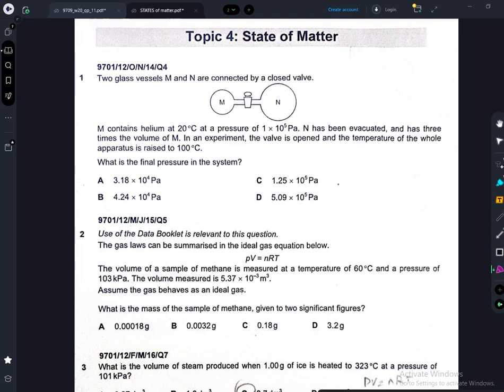So for question number 1, two glass vessels M and N are connected by a closed valve. M contains helium at 20 degrees C at a pressure of 1 lakh Pascal. N has been evacuated, so this is a wholly empty tube. This whole system is evacuated, which is on the left hand side of the tube.